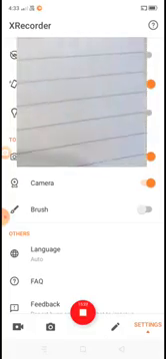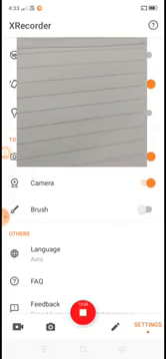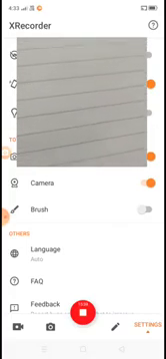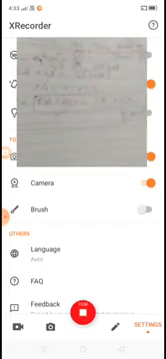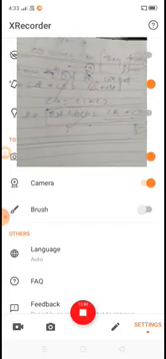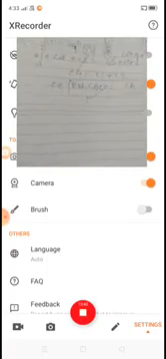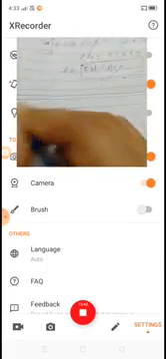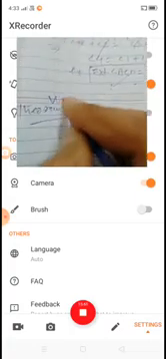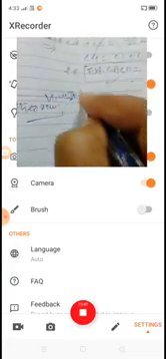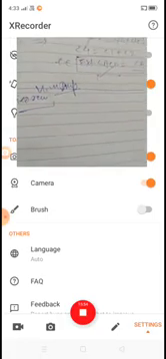Now we take some other theorem. This is a very important theorem for all. Now take another theorem. This is also a very important theorem.